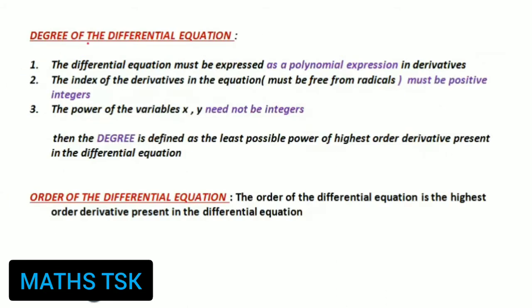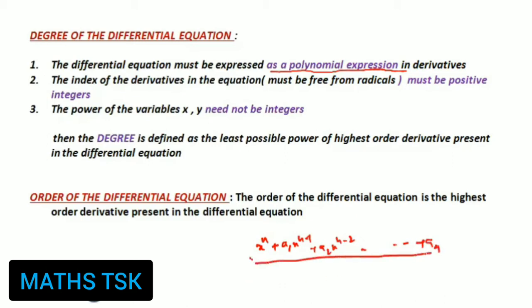Now, the degree of the differential equation. The differential equation must be expressed as a polynomial expression in the derivatives. Just as a x to the power of n plus a1 x to the power of n minus 1, a2 x to the power of n minus 2, and so on, up to an, is an nth degree polynomial expression in x, if these x's are in terms of derivatives, then it is called a differential equation.